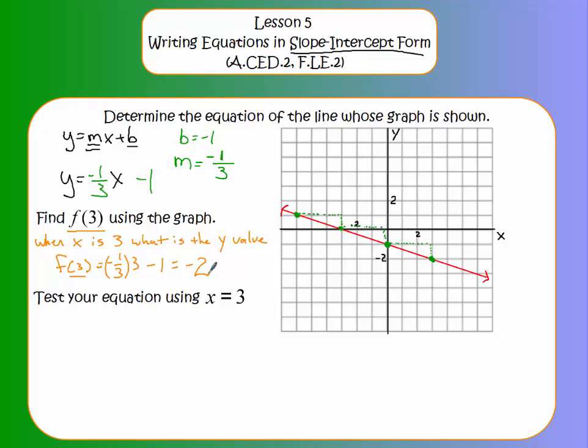Now let's double check and make sure that that's true. So what again was I doing? When x is 3, what is the y value? So let me go to where x is 3. 1, 2, 3. X is 3 right here. What is the y value? It is -2, exactly. So we did a good job there.